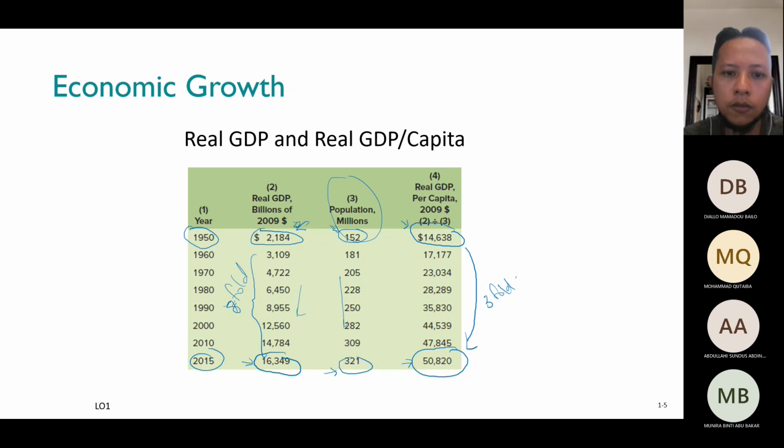Okay, so however, for me, if you want to see the more accurate representation of the effects of GDP towards the individual in the country, you should look at GDP per capita, because this represents how much each person gets the slice of the cake. Okay, so this is more accurate, I think, in terms of comparison.